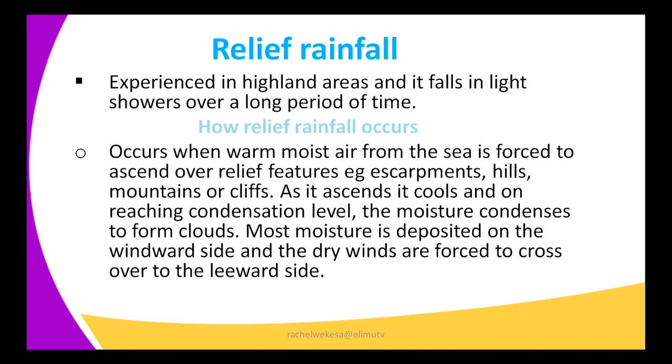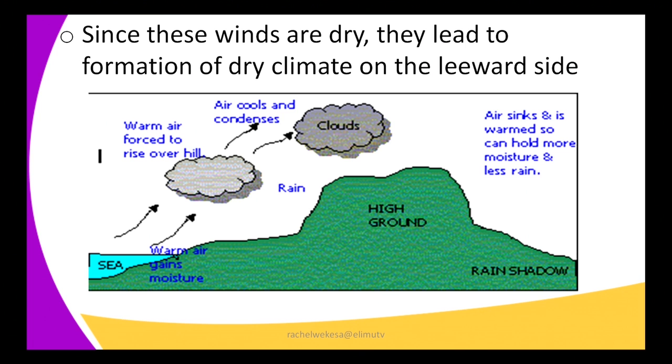As this warm, moist air ascends, it cools, and on reaching condensation level, the moisture in it will condense to form clouds. And most of the moisture will be deposited on the windward side, and the dry winds are forced to cross over to the leeward side. After this, the winds will dry up and they will lead to the formation of a rain shadow on the leeward side. Here is a diagram on the slide to show you how relief rainfall occurs.